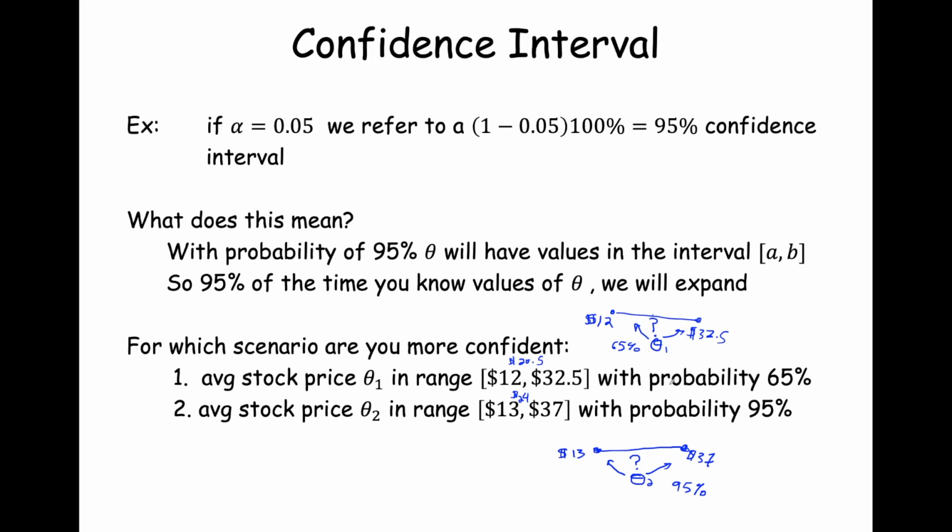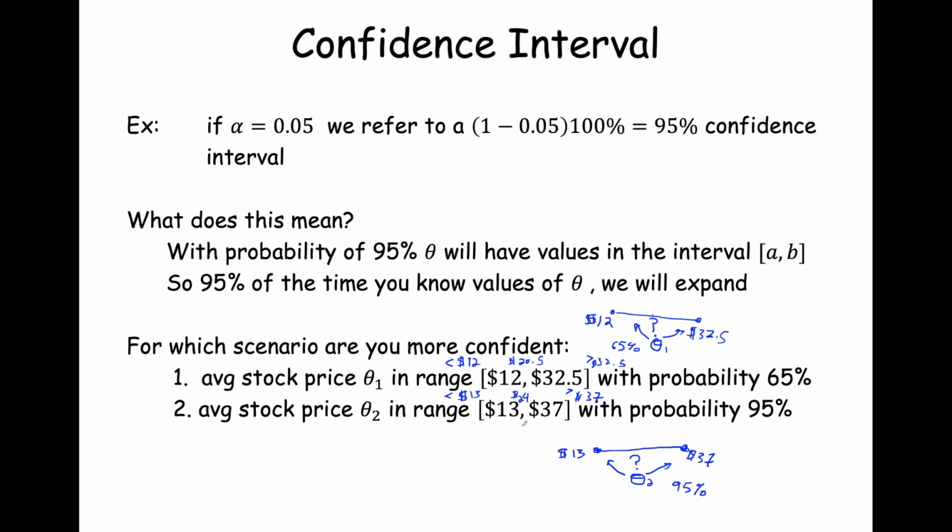But for the first one, 65% of the time it's in that range. So that means 35% of the time it's going to be less than 12 or greater than 32.5. So even though we know 65% of the time it's going to be in this interval, 35% of the time it's going to be outside that interval. Likewise, for the second one, 95% of the time it's going to be in that interval, so 5% of the time it's going to be less than 13 or greater than 37.